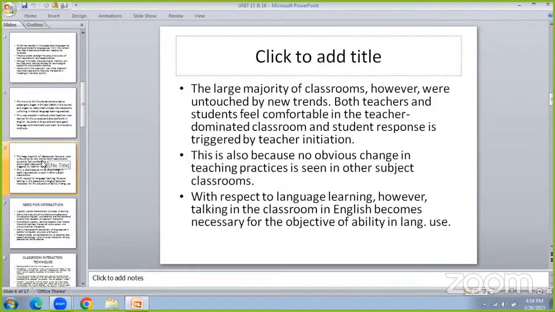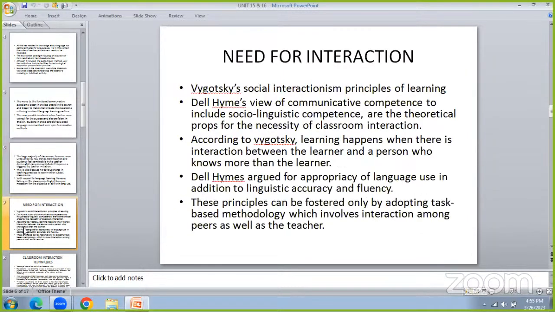So I think I'm clear with that. So coming to this one, with respect to language learning, teaching the classroom in English becomes necessary for the objective of the ability in the language. So ultimately we draw a conclusion that the one and only objective of the English classroom is the ability to use the language in real life situations. So we have come to a conclusion that it is inevitable to teach the students the need for communication.